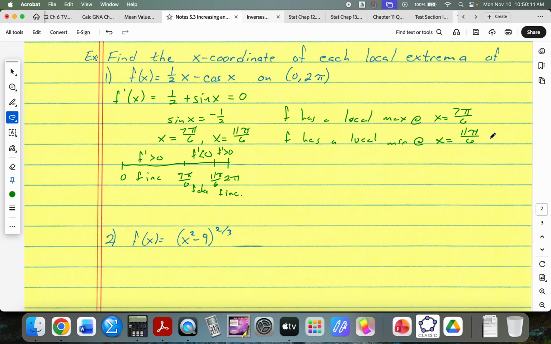I hate writing 11 pi over 6, because I always write that 1, 1, and then I just go straight to the line on top and then go backwards. I can see that.